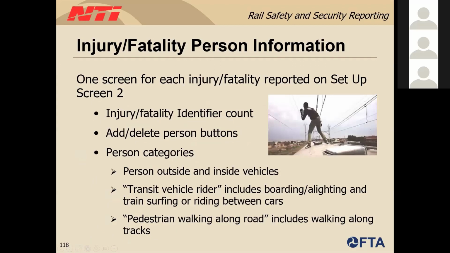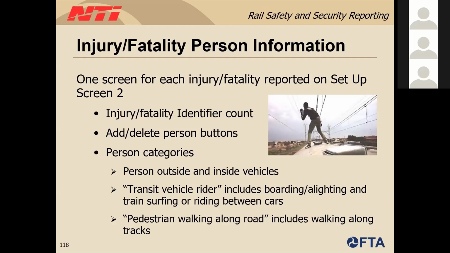If your event includes an injury or fatality, you'll need to complete a screen for each person. This form also includes a person count and buttons for increasing or decreasing the number of people. Person type location categories are divided into two groups, persons outside the vehicle and persons inside the vehicle. Transit vehicle rider is the correct choice for passengers boarding or alighting and for people in train surfing or riding between cars.